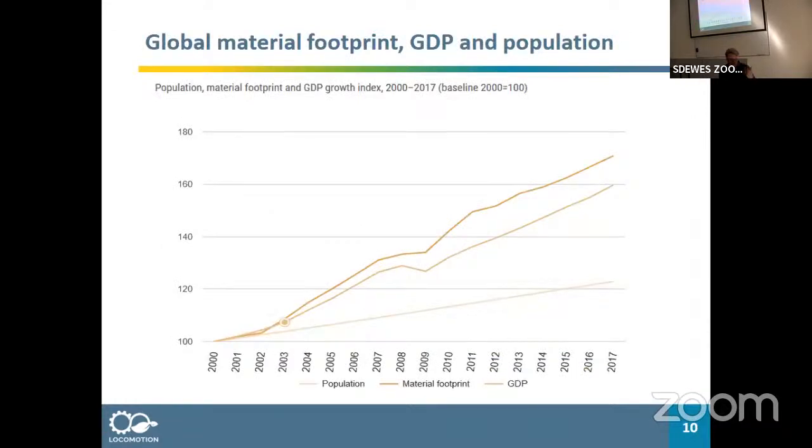So here you can see very well the material footprint and the GDP relation on the global level and also the population growth.